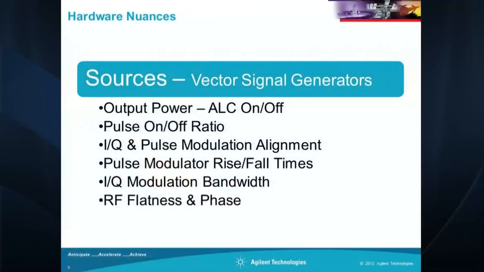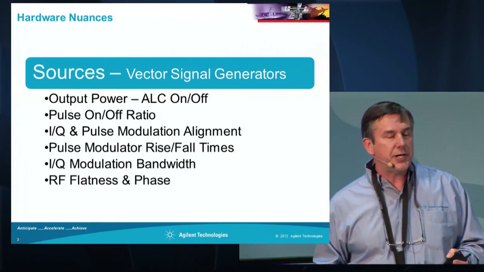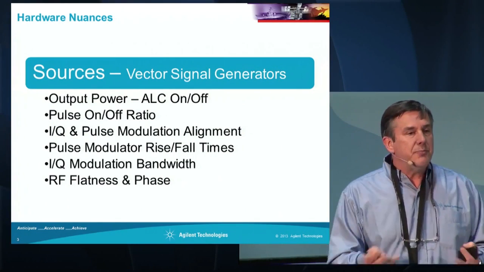So what are the alternatives here? And that's what I'm going to talk about. So sources or vector signal generators, we all like to have them. They're not the sexiest instrument in the world, but everybody's got to have a signal generator to stimulate their system. Output power, critical. Automatic level control, part of any vector signal generator, allows you to maintain a specific power level.